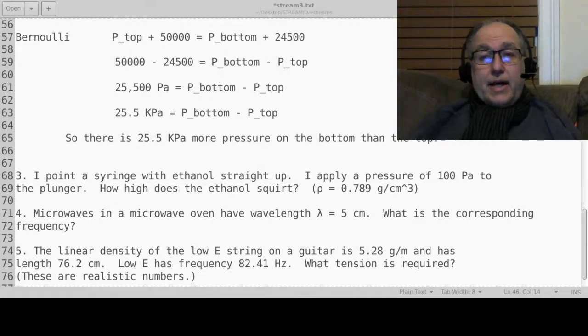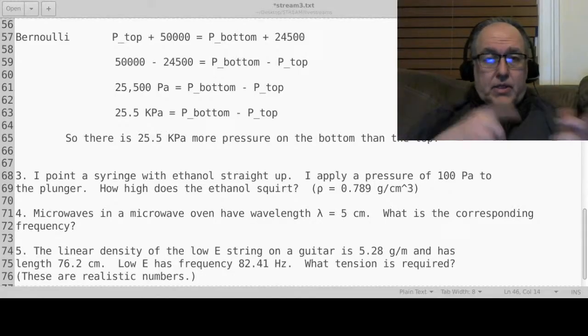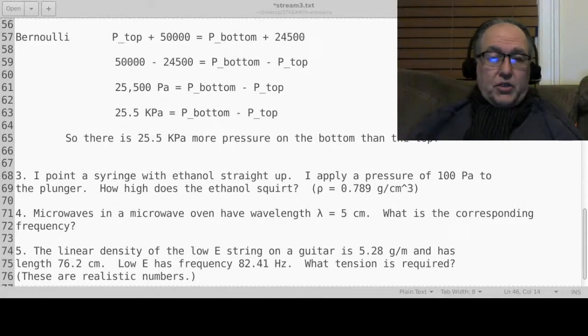Another fluid dynamics question, also Bernoulli. Okay, so I have a syringe. I think I did a syringe that was horizontal in the lecture. But here I'm going to do a syringe, but I'm going to point it straight up. And of course I'm going to apply some pressure on the plunger, 100 pascals. That might be a lot, but we'll see what number we get.